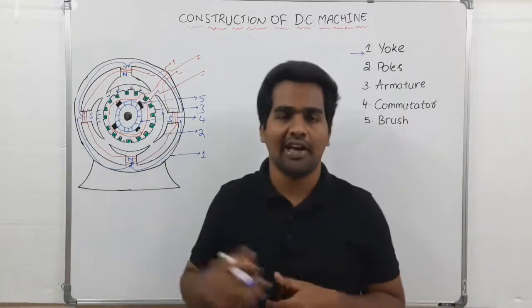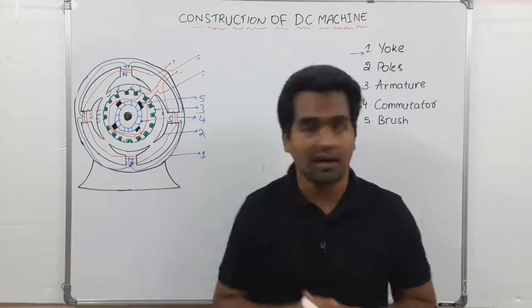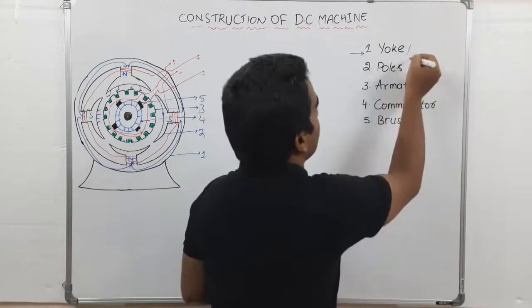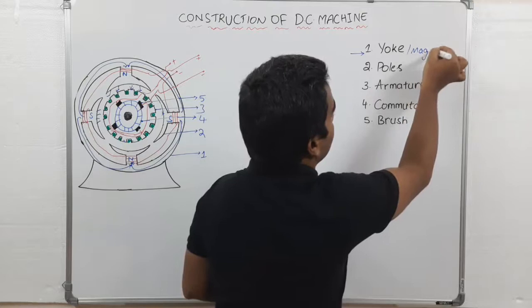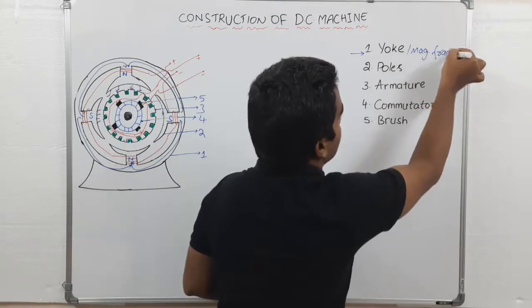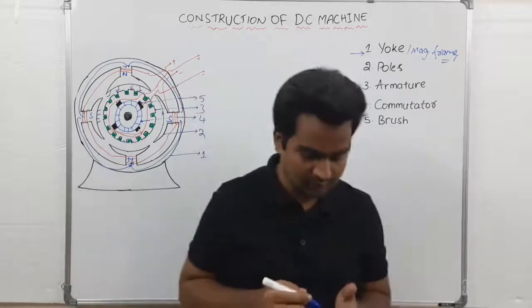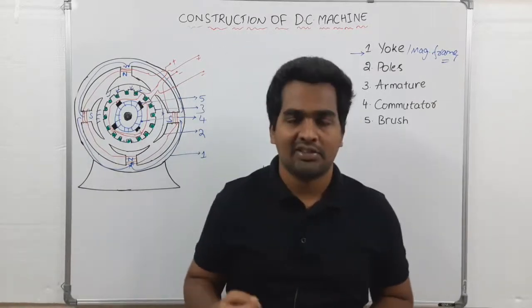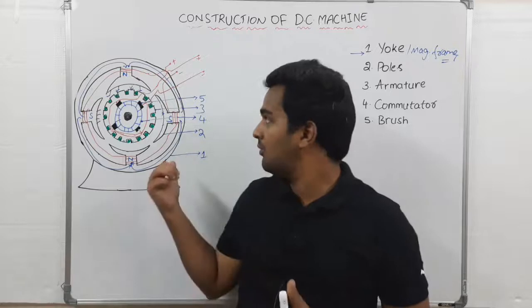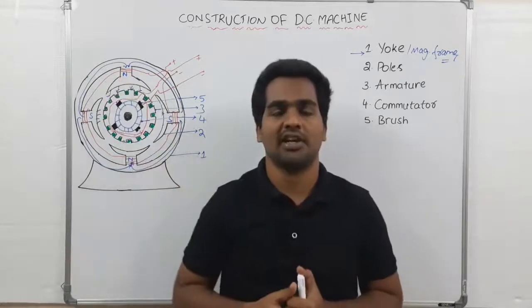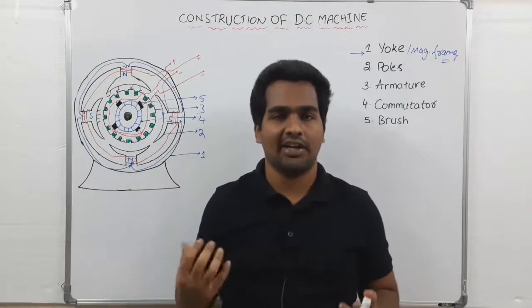So it is also called the magnetic frame. Another name of yoke is magnetic frame. So those two are the important functions of yoke. It provides a return path to magnetic flux lines and it protects the entire machine.